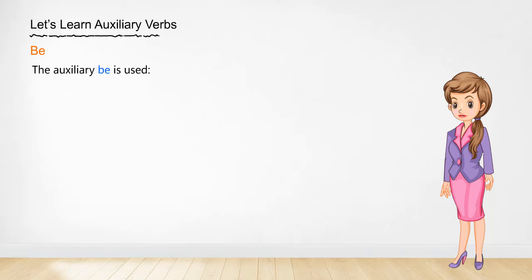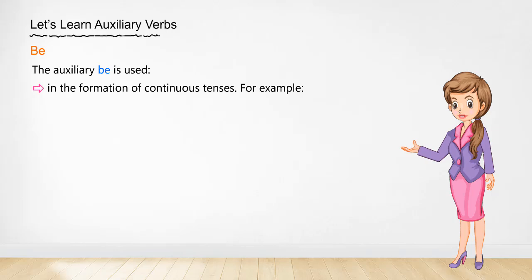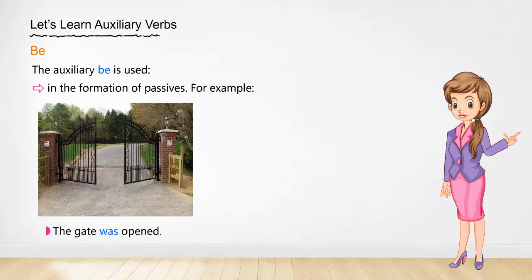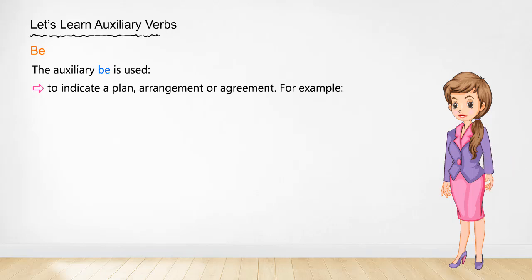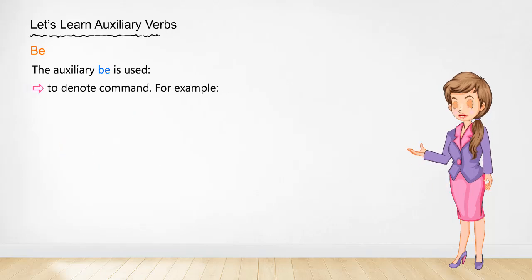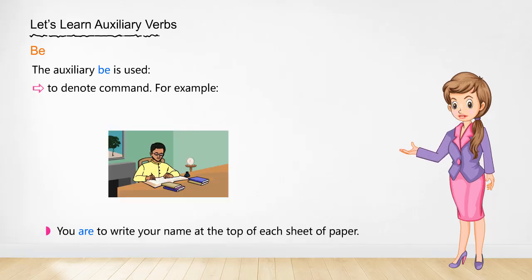Be. The auxiliary be is used in the formation of continuous tenses. For example, he is walking. In the formation of passives, for example, the gate was opened. To indicate a plan, arrangement, or agreement. For example, I am to meet him tomorrow. To denote command, for example, you are to write your name at the top of each sheet of paper.